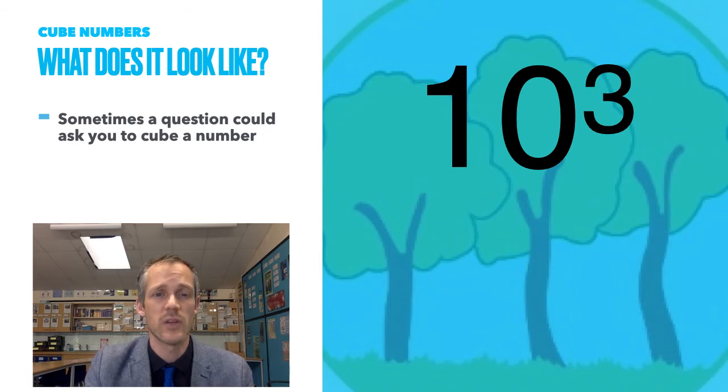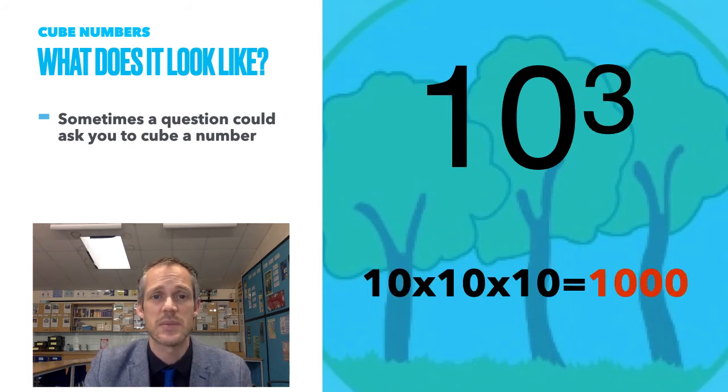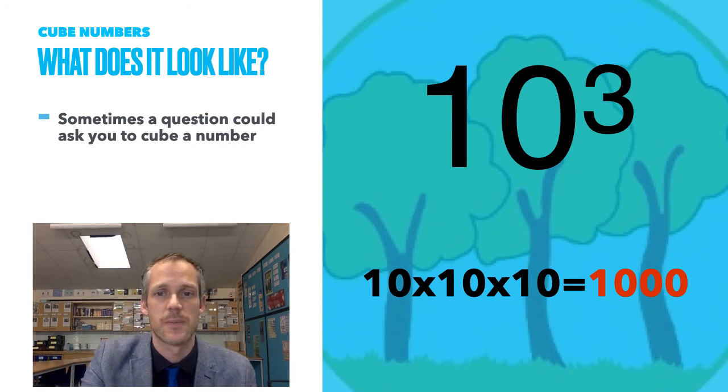Now, quite often, if you were to get a cube number question in your maths lesson or in maths tests, it would look like this. So it might ask you to cube a number, or it would just look like a 10 with a little 3 on the side. So if we see the little 3, that means we need to times 10 that many times. So we do 10 times 10 times 10, and that will give us the answer of 1,000.